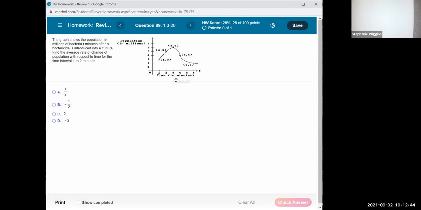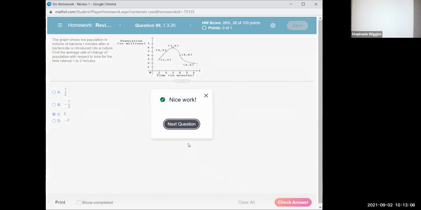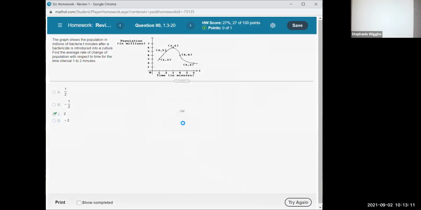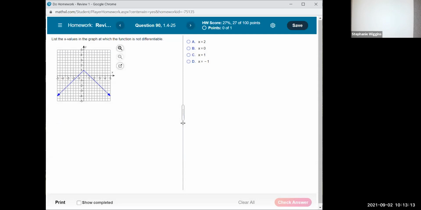One more. We're going from 1 to 2 minutes. So the change is 2 minus 1. That's 1. That's the run. And the rise is from 3 to 5. So that's a difference of 2. So 2 over 1. So you're just calculating the slope between the points when you're doing the average rate of change. Okay, back to differentiability.